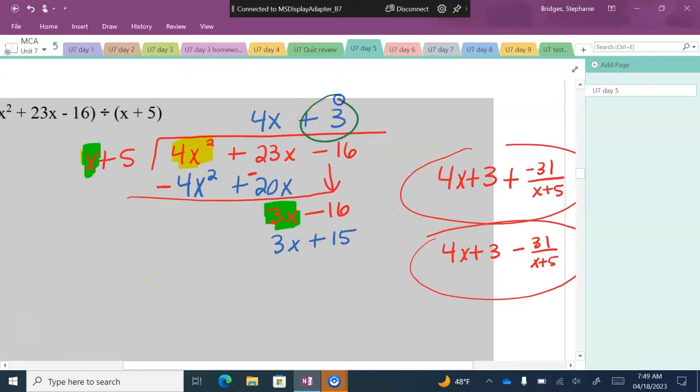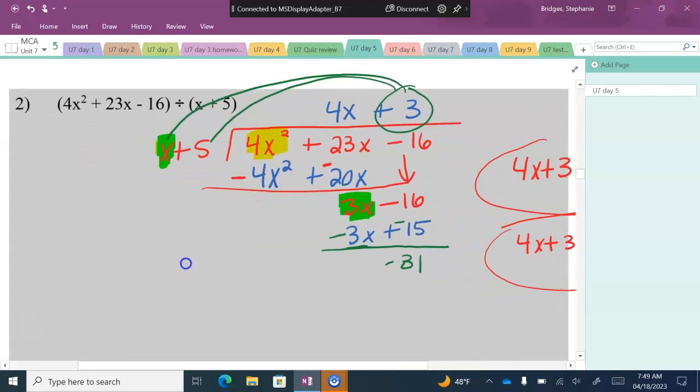3 that I have here at the top, and I'm multiplying it by the x. That gives me this first 3x. Then I multiply it by the 5, which gives me a positive 15. But then when you subtract, you have to subtract each piece, so we just change the signs of those. That way we can just add. Does that make sense? Okay. Everybody else good? All right.